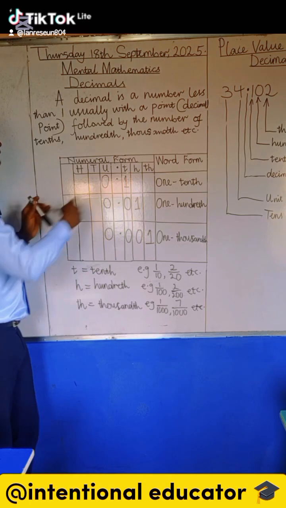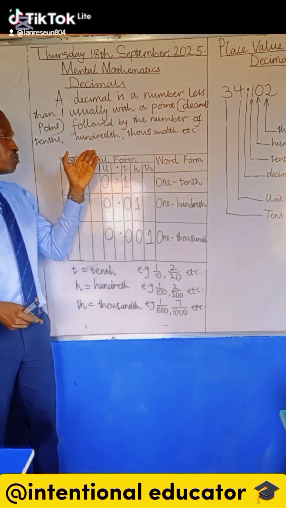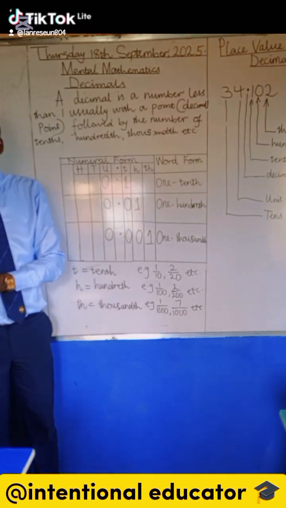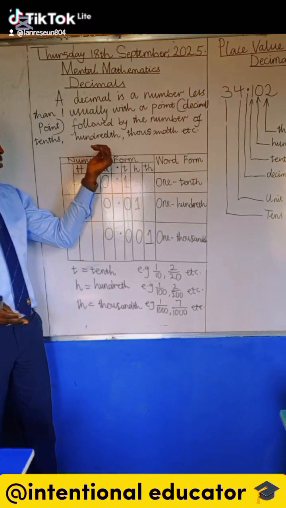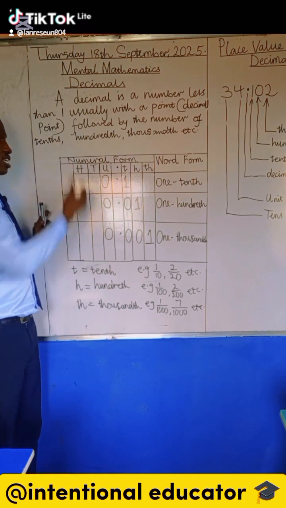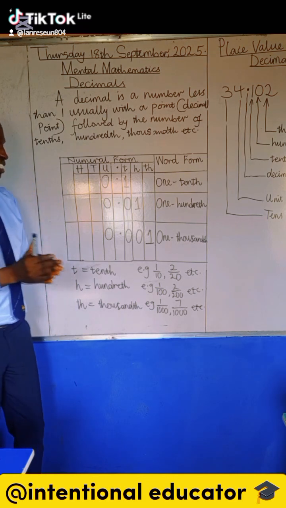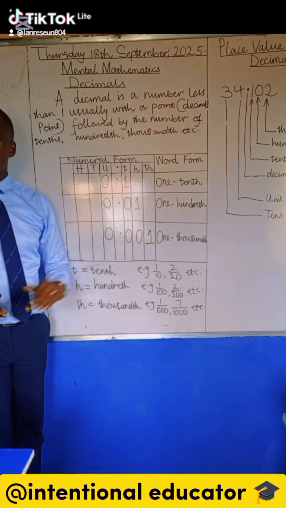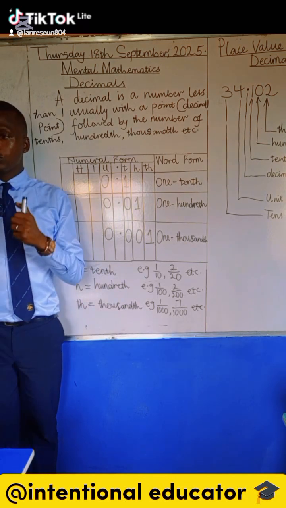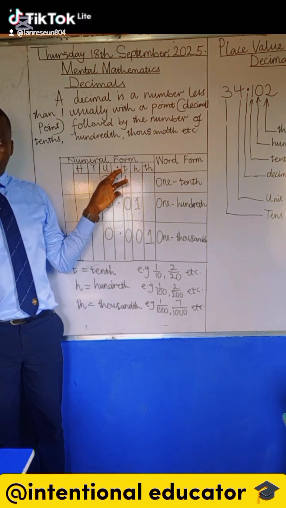So this will help you a lot. Look at this now. We have the numeral form, then we have the word form of decimal. Of course, numeral simply stands for the numbers. Now let's look at this. The H here stands for what in this chart? The H stands for hundred. Then the T stands for what? Tenth. Then the U stands for what? Unit. Immediately after that, we have what we call the decimal point.